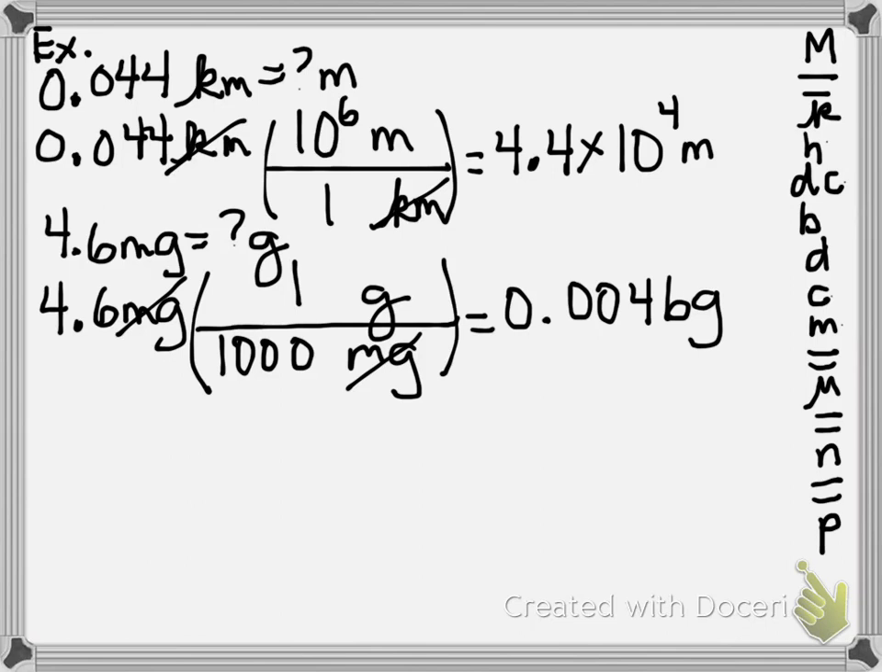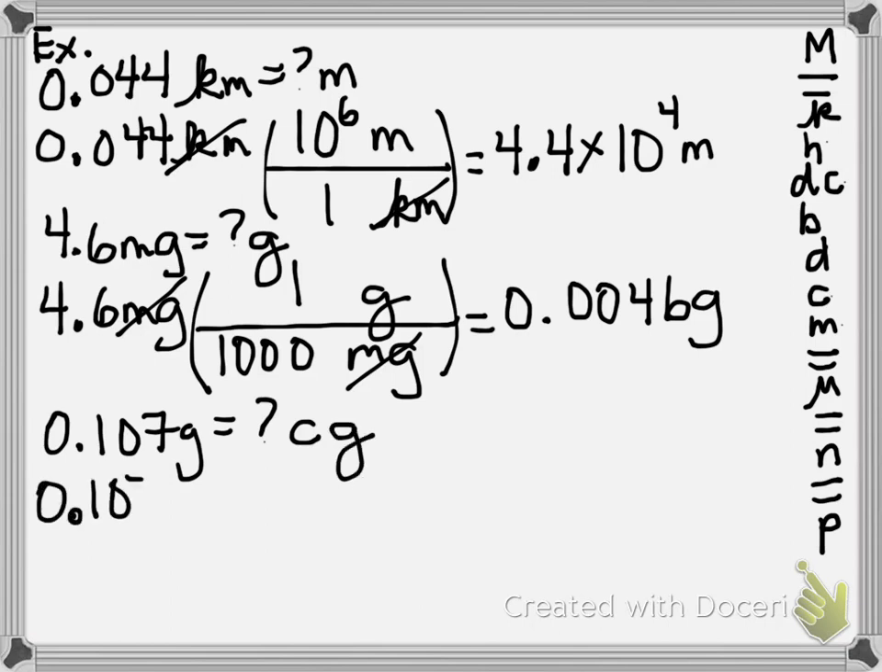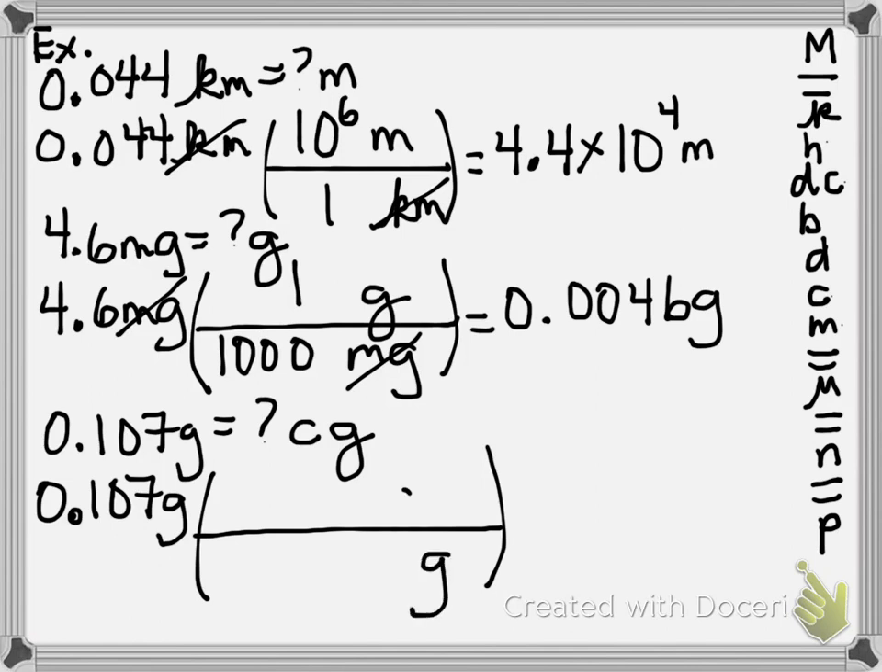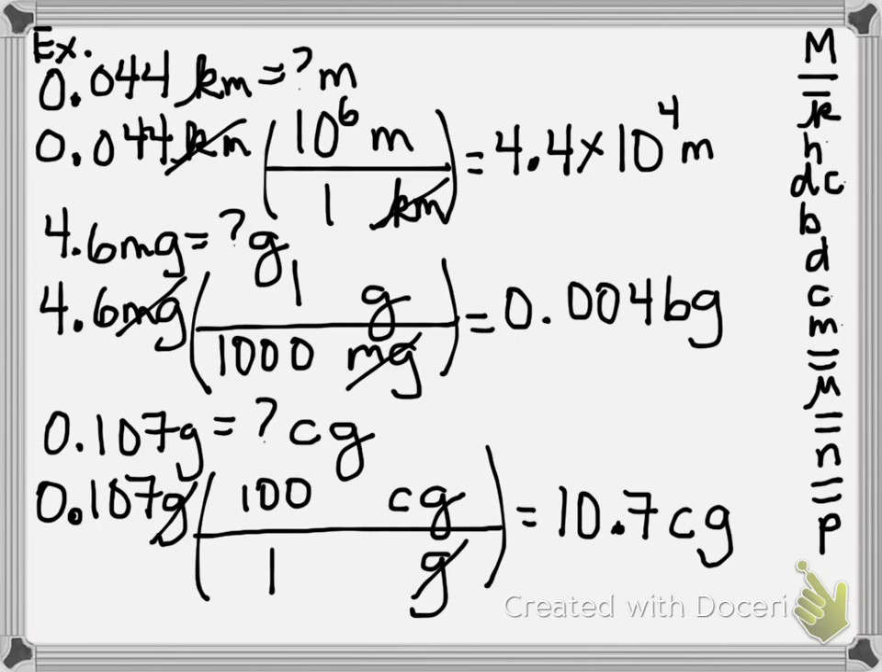Our third problem, 0.107 grams is how many centigrams? So we start with 0.107 grams. Because grams are in the numerator, grams have to go on the bottom, centigrams go on the top. A gram is larger. It is 100 centigrams. So our answer is 10.7 centigrams.